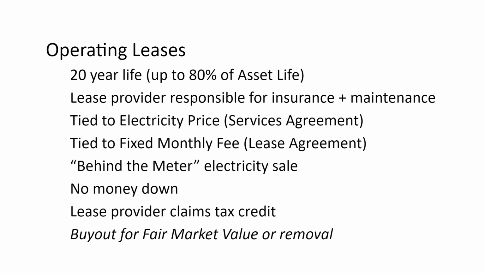So operating leases are for up to but no greater than 80% of the asset life. Otherwise, in the eyes of the IRS, the lease participant rather than the lease provider is the owner if they're leasing the system for greater than 80%. So with an operating lease, the lease provider is still the owner, and the lease participant is not considered the owner as far as tax provisions come into play. And that could be important to protect your property rights.